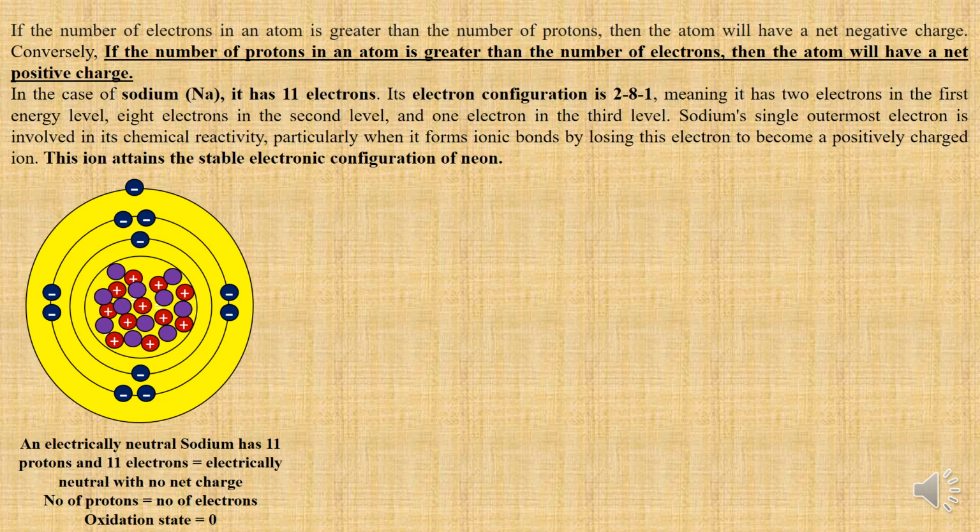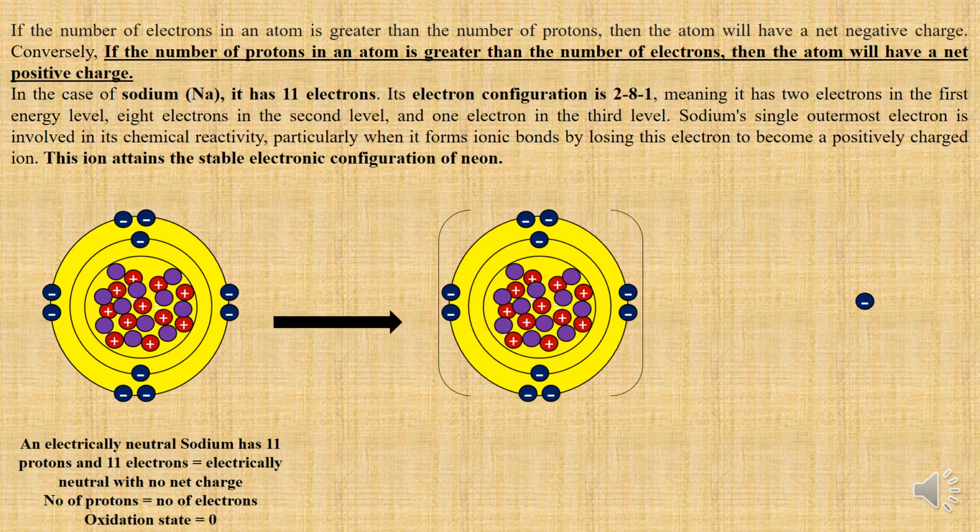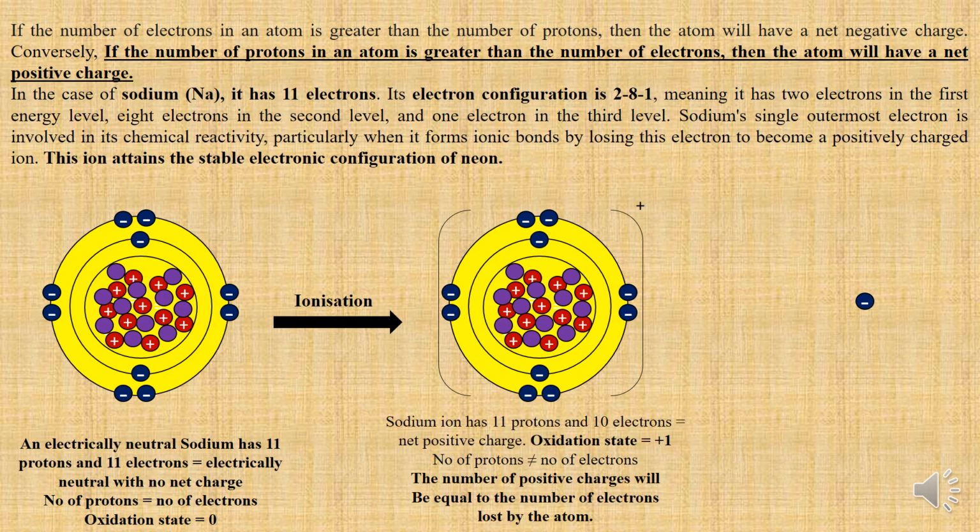Electrically neutral sodium has 11 protons and 11 electrons. So it is electrically neutral with no net charge. That is to say, the number of protons is equal to the number of electrons. Oxidation state is therefore 0. When it loses an electron, that is, the outermost valence shell electron, it becomes positively charged. This is due to ionization. Ionization, as I told you, is a process which involves either loss or gain of electrons. Here sodium is losing electrons during the ionization process.